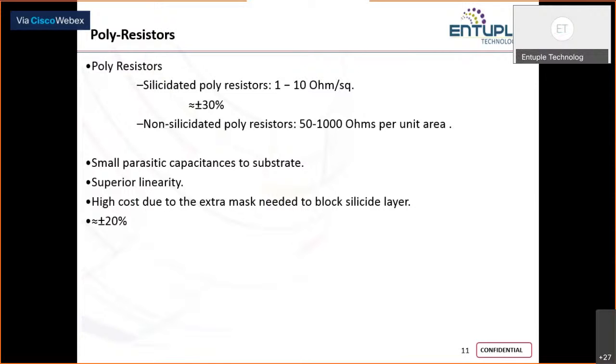So coming to the layout, I have just given you some numbers on the sheet resistance of resistors. I have not listed all the types of resistors. You can find many other types of resistor other than poly resistor or diffusion resistor. So I have just listed some of the common ones which we use in the layout.